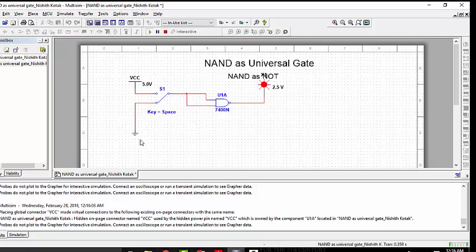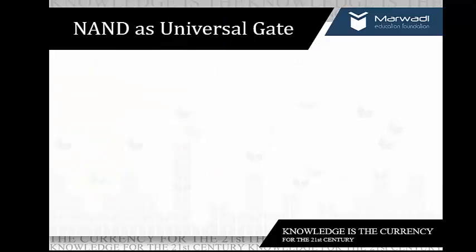Here my switch is initially connected with the ground and thereby my output is logic high. Whenever I toggle my switch so that my input is VCC, my output would be 0, which is the functionality of NOT gate. Here we have implemented NOT gate using NAND gate.